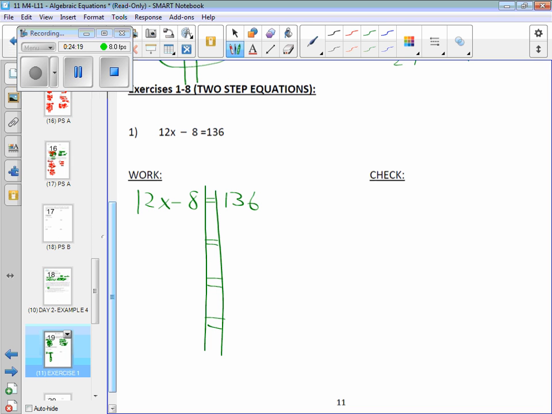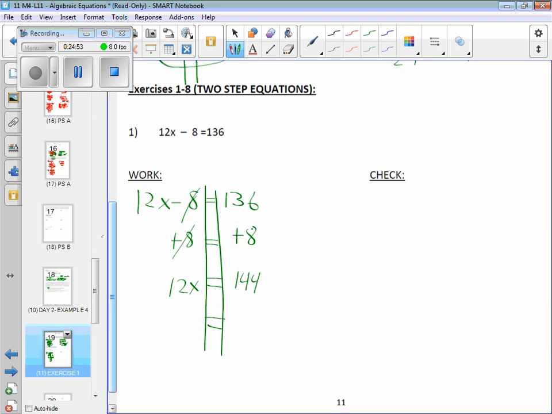Add 8 to both sides is correct. Steven, what cancels out from the left side? 8. What's left? 12x. Fantastic. 136 plus 8. I can say it. 142. Wait, no, 144. Correct.